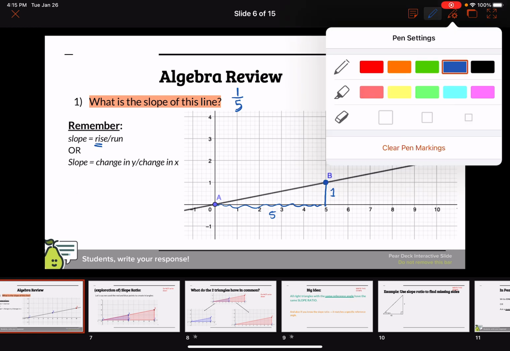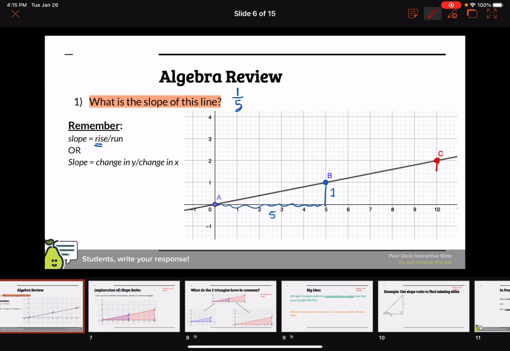We can also draw a slope triangle using the red point C. Here we'd have a rise of 2 and a run of 10. So we might think the slope is 2/10. This is equal, when we divide both our numerator and our denominator by 2, to 1/5. So it's the same slope no matter what point we choose.